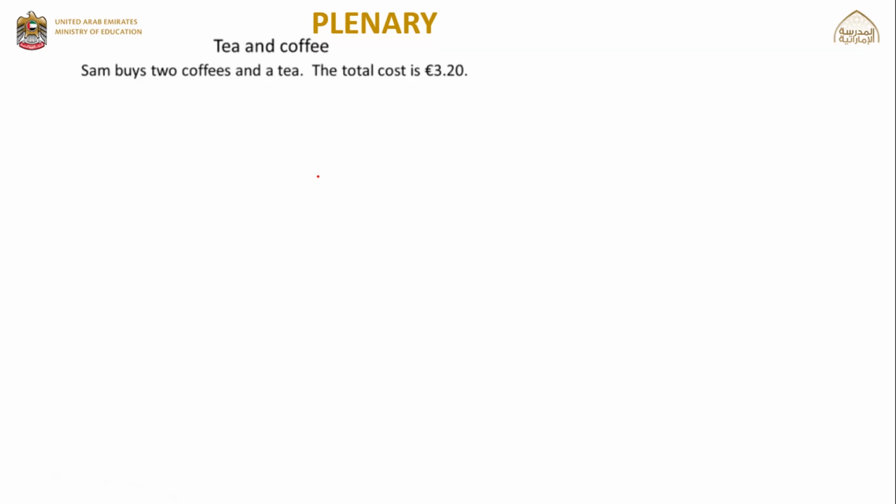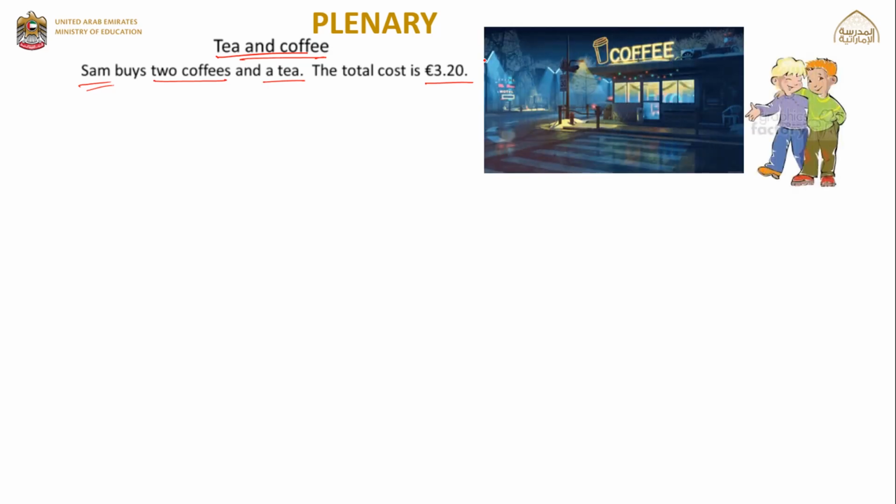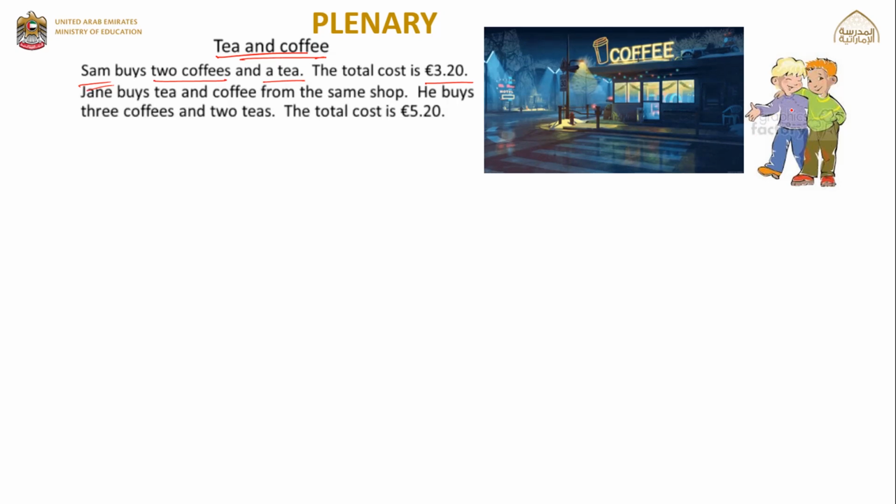So here, there's a real life situation spoken about tea and coffee. There's a person called Sam. He's buying 2 coffees and a tea by paying 3.20 euros. Okay, from where? From the coffee shop. Oh, Sam has one more friend with him, and his name is Jane. He's buying tea and coffee from the same shop where Sam bought. Let's see how many teas and coffees he bought. So here, Jane buys 3 coffees and 2 teas, paying a total of 5.20 euros.